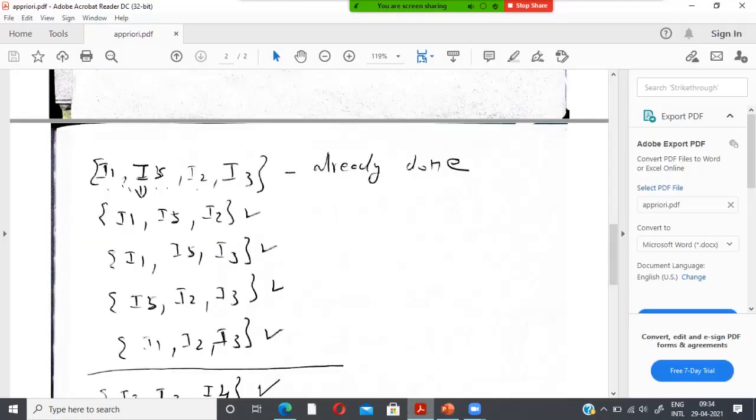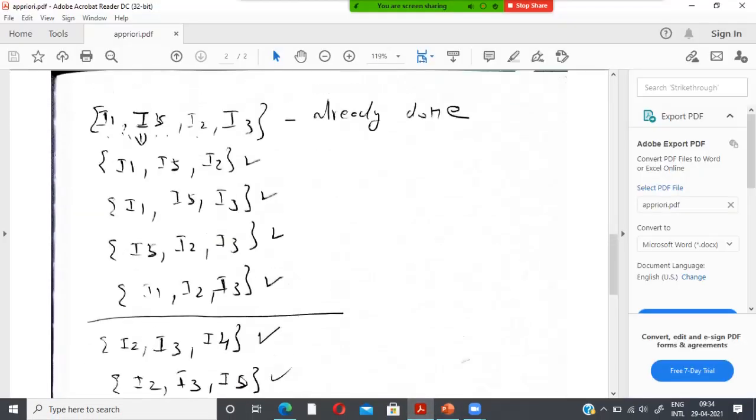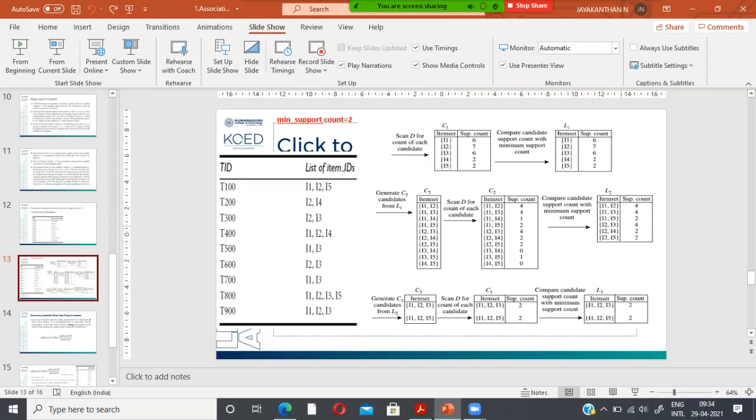What I'm doing is dividing it like this: I1, I5, I2; I1, I5, I3; I5, I2, I3; I1, I2, I3. So these are all already available in the database. Next, likewise, I am taking I1, I5, I2, I4, I1, I2.